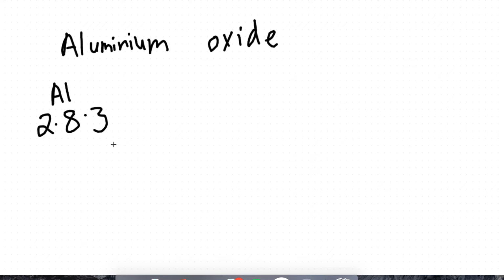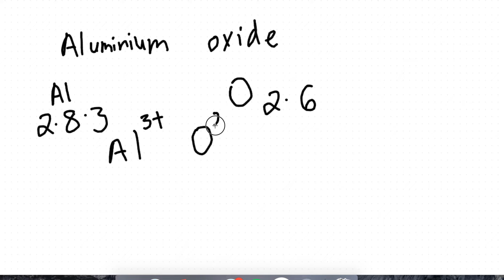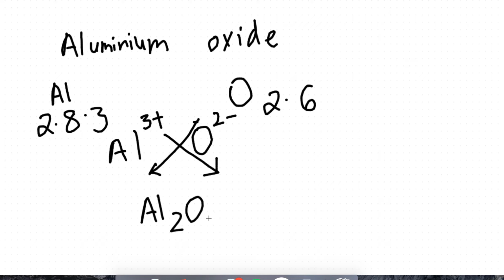Once it loses 3 electrons, it becomes Al3+, because it's lost 3 electrons. What about oxide? Oxide is simply oxygen. Oxygen as an atom is 2.6 because it has 8 electrons. What should it do to become stable? It needs to gain 2 electrons. So O2-. Now when we are forming the compound, we cross multiply and we get Al2O3. This is how we form aluminium oxide.